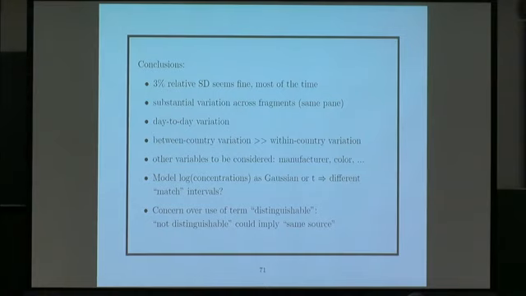By the way, those plots where I showed iron were nonsense because it turns out that iron is added to change the color. So really the differences are reflecting color, not iron. It might make sense to model log concentrations as some sort of heavy tail distribution and think about match intervals from that. I think my biggest concern is over the use of "distinguishable." Not distinguishable could imply same source, and I think that's a concern. Okay, that's it.